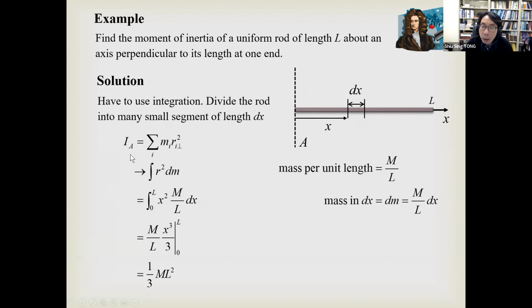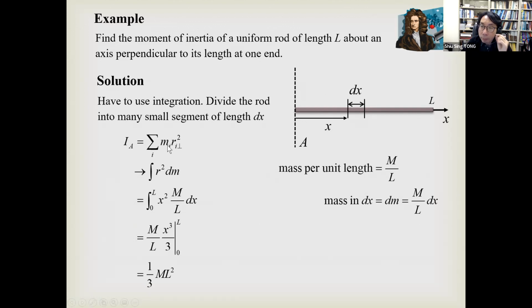Now I consider the moment of inertia. The moment of inertia is the summation of m_i r_i squared, right? And for this small segment, there's a small amount of mass, delta m. So I have delta m multiplied by the distance x_i squared from the axis, right? And in the limit where the length of this segment becomes 0, the mass will also become 0, okay?